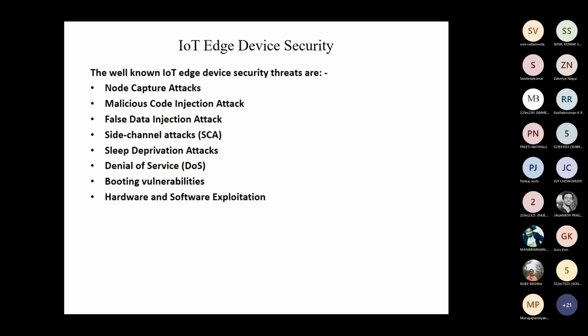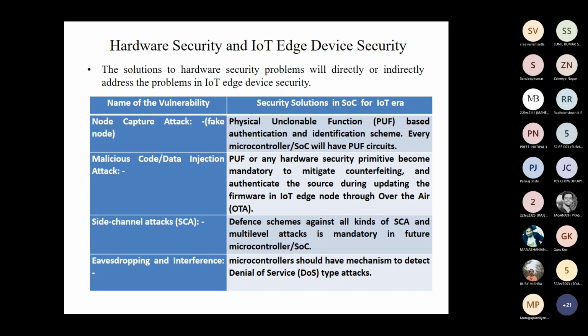So where exactly are the issues coming from? The security threats are node capture attacks. In the IoT, you'll also have malicious code injection attacks, false data injection, and side channel attacks, where people extract information and then try to exploit it. Then there are denial of service, sleep deprivation attacks, booting vulnerabilities, and hardware and software exploitation.